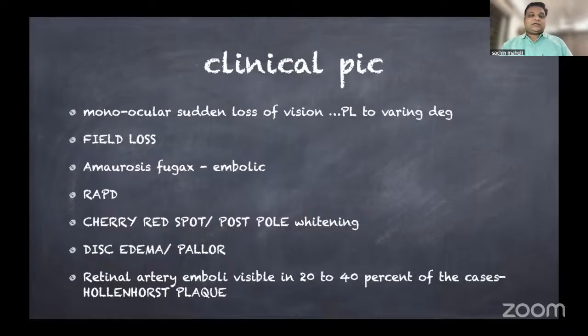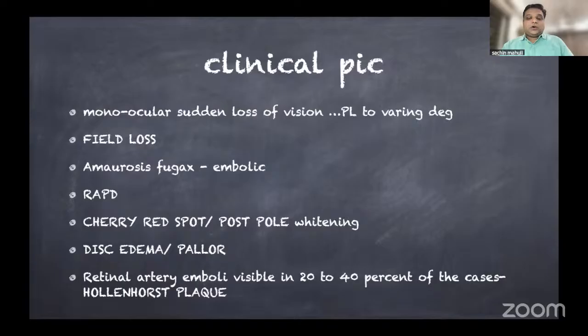In very severe cases, you can also notice an RAPD. Clinically, you can see a cherry red spot, especially in cases where the cilioretinal artery is intact, and posterior pole whitening will be there in most of these cases. In very severe cases, there can be disc edema. If the patient presents later, there can be disc pallor as well.